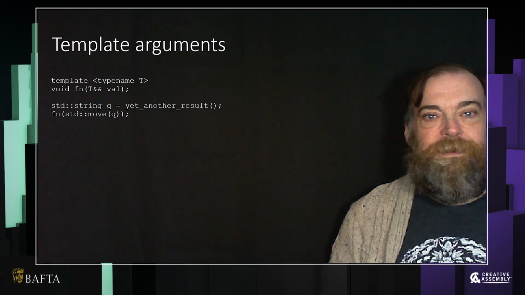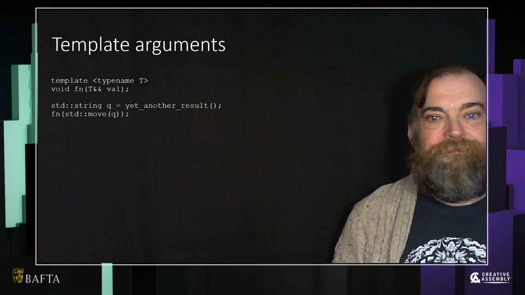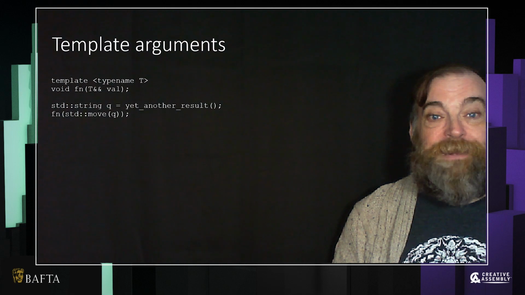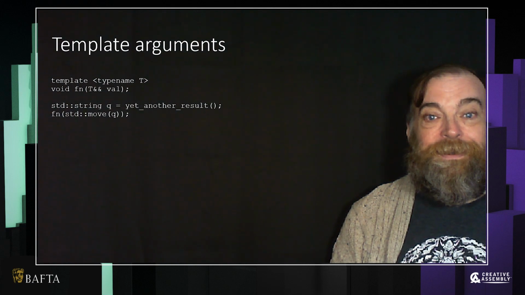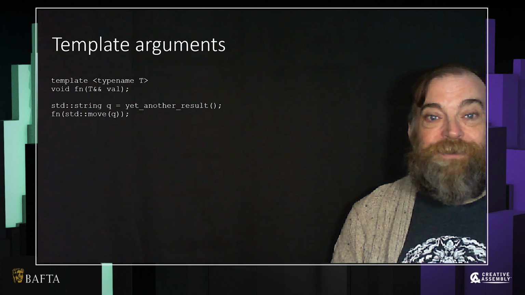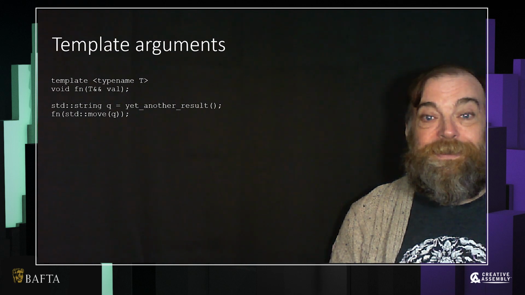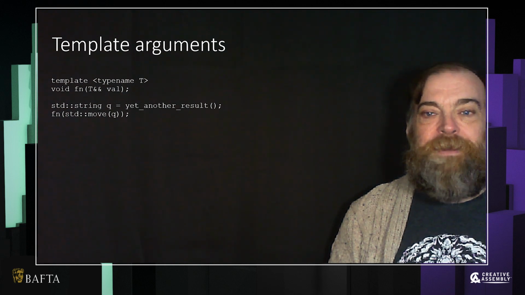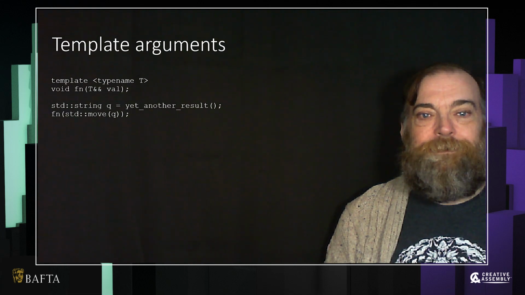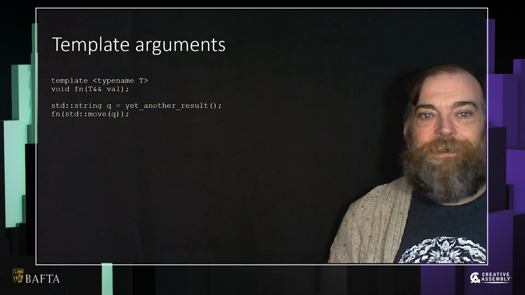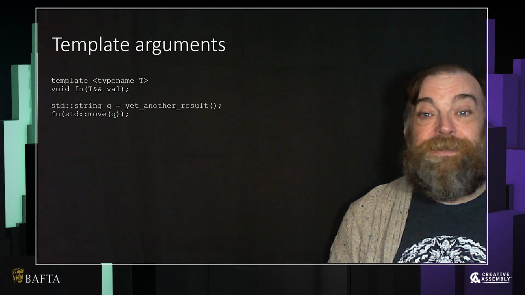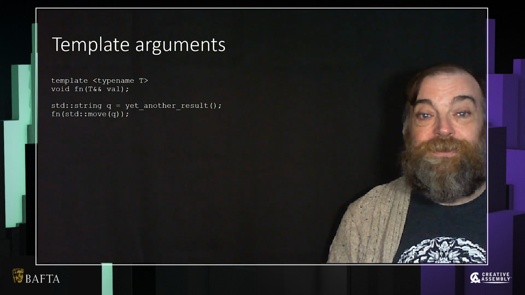Is std_move_q an R value or an L value? It's both. std_move_q is an X value, which is both a GL value and an R value. It's an L value since it identifies an object, and it's an R value since its resources can be reused. And this is why it can be misleading to talk about L values and R values in C++. The primary value categories are L value, PR value, and X value. R value category takes priority though. This means that val becomes an R value reference to std string.